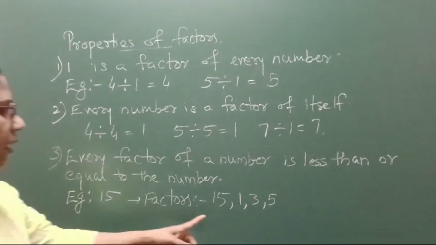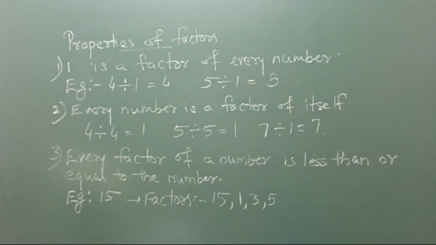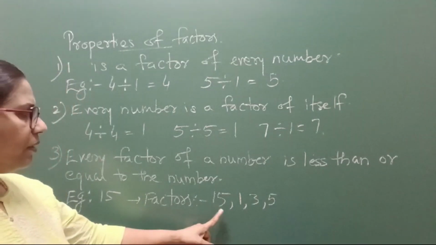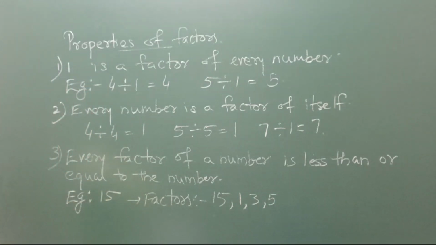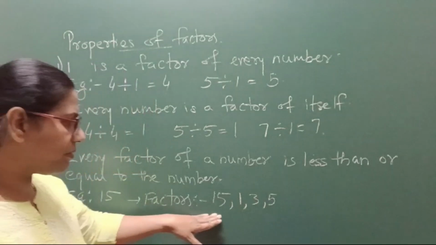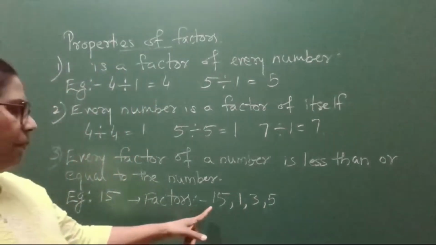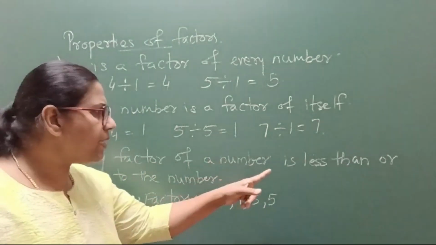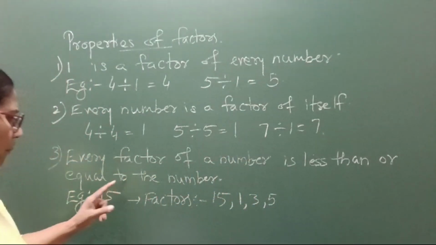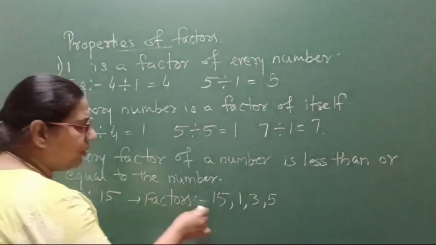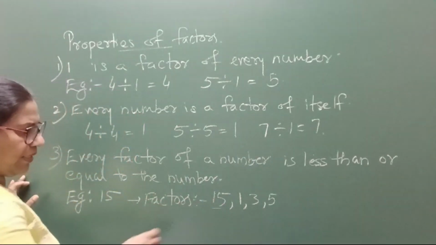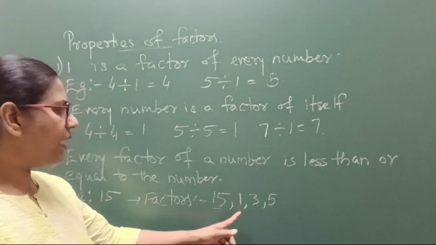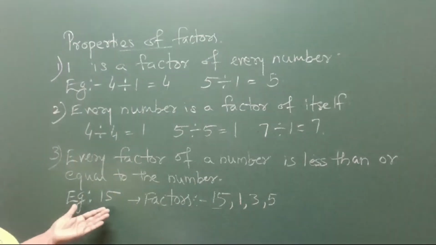So here again, 1 is a factor, and the number itself is a factor of that number. Then there are other factors here. None of these factors are more than the number. Every factor of a number is less than or equal to the number. See here, equal: 15 is the number, factor is 15. That shows that it is equal. Either it is equal or less than. 1, 3 and 5 are less than 15.